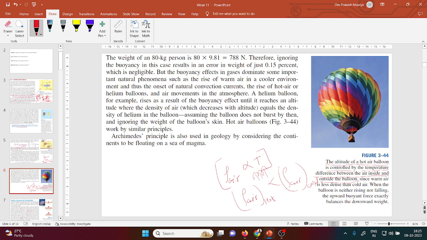So when the balloon is neither rising nor falling, the upward buoyant force exactly balances the downward weight. Whatever the upward buoyant force acting on the balloon, it will be exactly equal to the weight of the balloon or whatever the human is here.